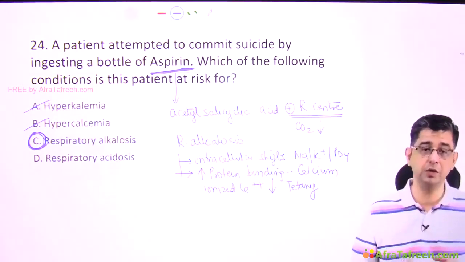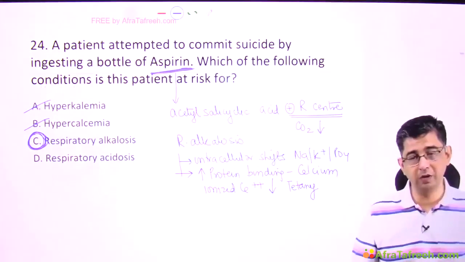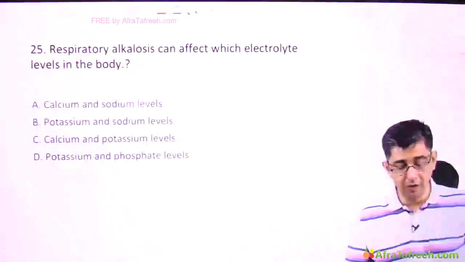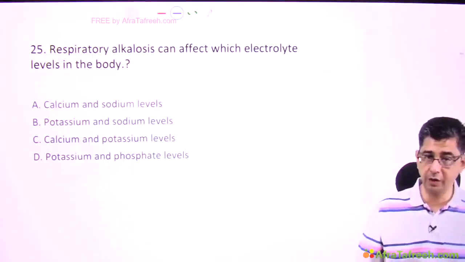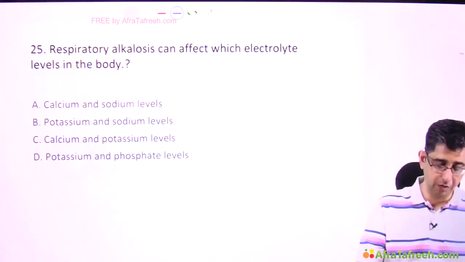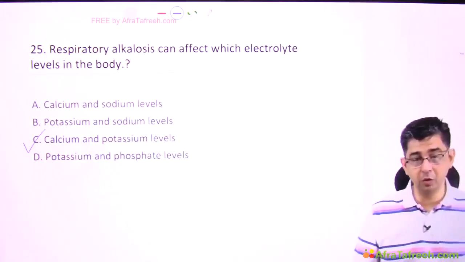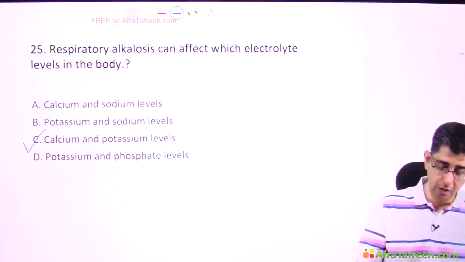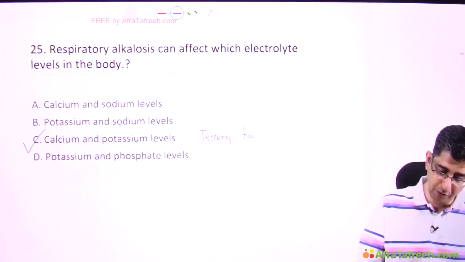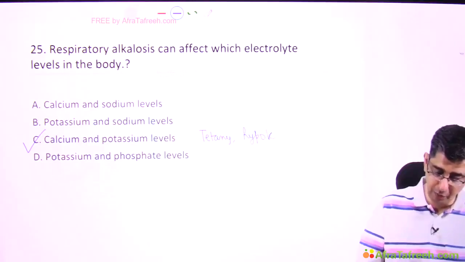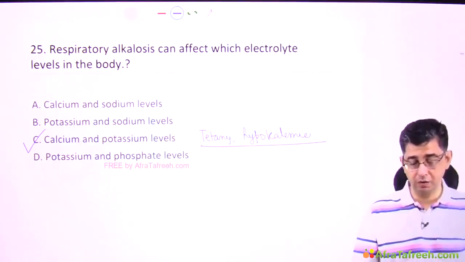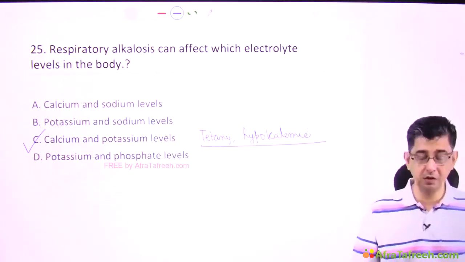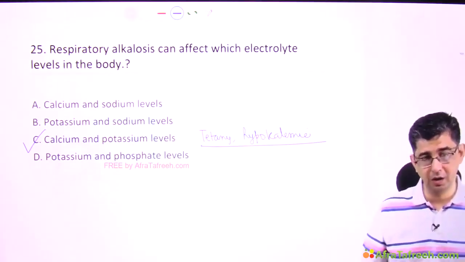In fact, carbon dioxide depletion predisposes to development of tetany in the patient. Respiratory alkalosis can affect which electrolyte levels in the body? As I just explained to you, it will affect the values of calcium and potassium, and what will happen to both of them? Both will become lesser. Tetany and hypokalemia can be associated with carbon dioxide depletion from the body. This explains why you couldn't read about arrhythmias developing in respiratory alkalosis.